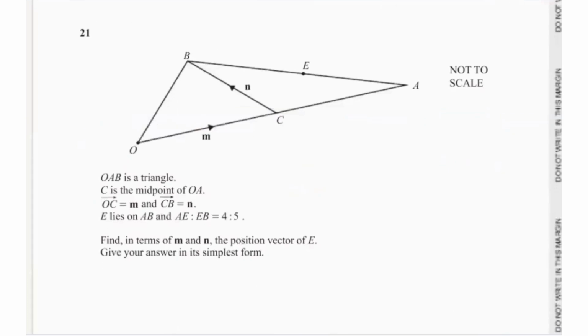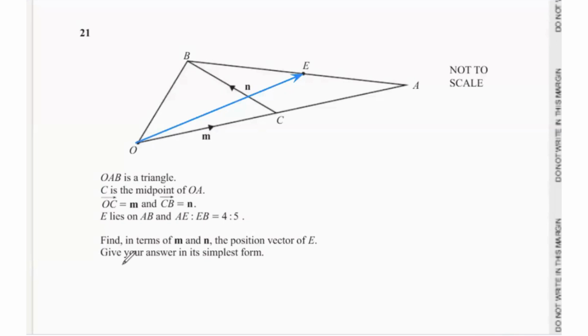Twenty-one says OAB is a triangle. C is the midpoint of OA. OC is M, CB is N. E lies on AB and AE is to EB is 4:5. Find in terms of M and N the position vector of E, giving your answer in its simplest form. So we have to find the position vector of OE. This is what we need to find. E lies on AB and AE is to EB is 4:5.